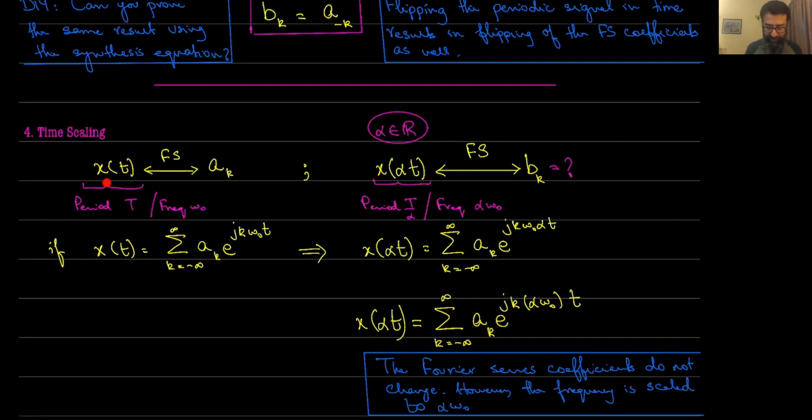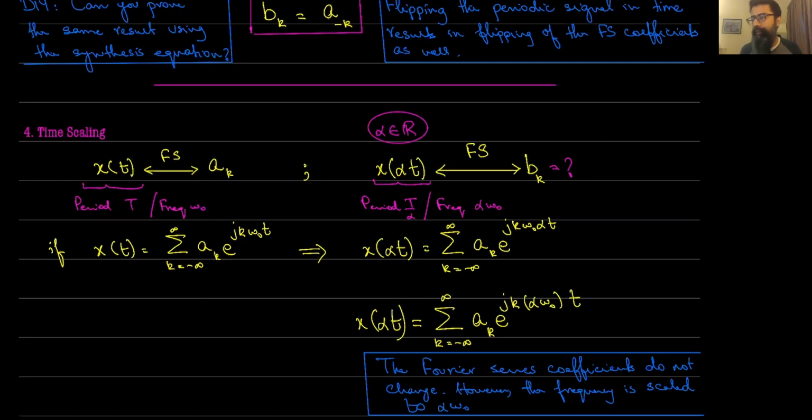So x of t has the Fourier series coefficients a sub k, with period T. What will be the period of x of alpha t? So the period of x of alpha t is going to be T by alpha. Okay, and why is it T by alpha?